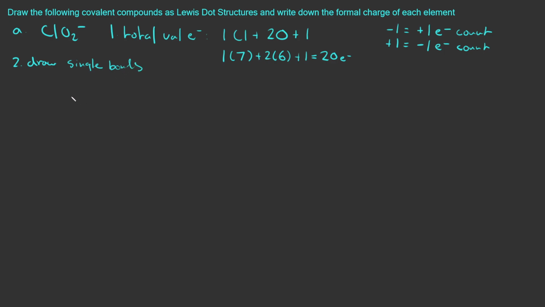Cl is our central atom, so we have Cl, and then single bonds attached to each of our oxygens. Then step 3 is to add 8 electrons to the outer elements. If that completely fills up and we still have additional electrons that we have not accounted for, then we add dots, or electrons, to the central atom.